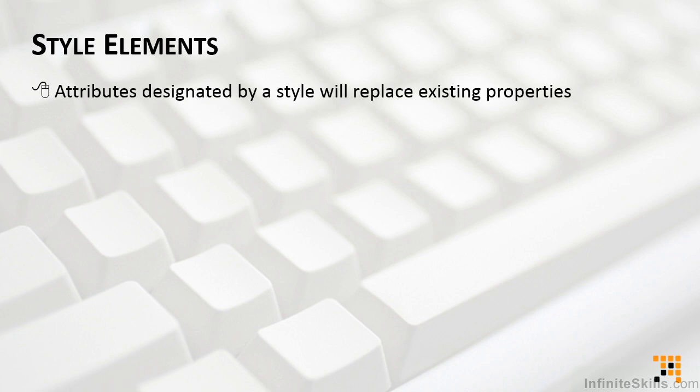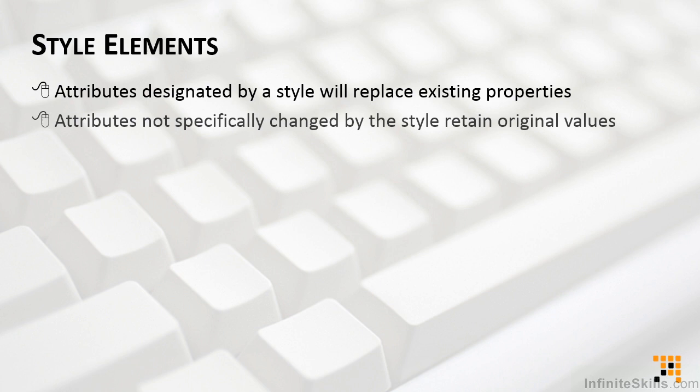Attributes that you designate with the style will replace existing properties. For example, if your style includes changing the font to red, then whatever the color of the font was before, when the style is applied, the font will now become red. Attributes not specifically defined by the style will retain their original properties.